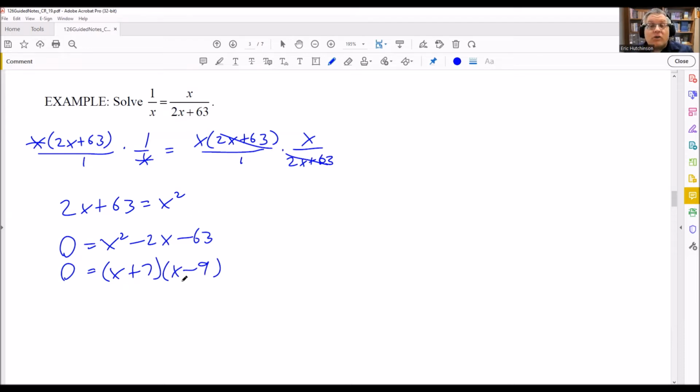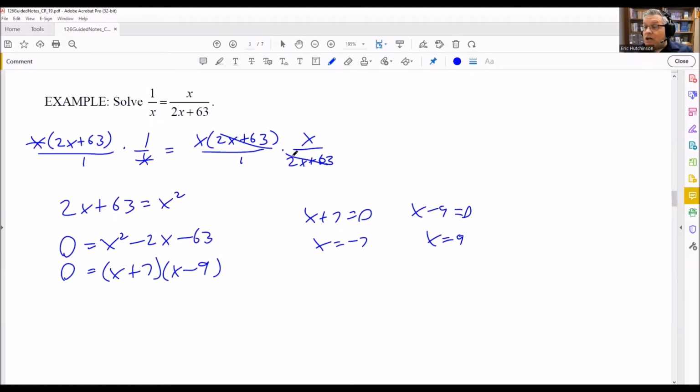Now we're going to set both of these equal to 0. We get x plus 7 equals 0, and x minus 9 equals 0. And so we get x is equal to negative 7 and x is equal to 9 when we subtract 7 from both sides and we add 9 to both sides here.